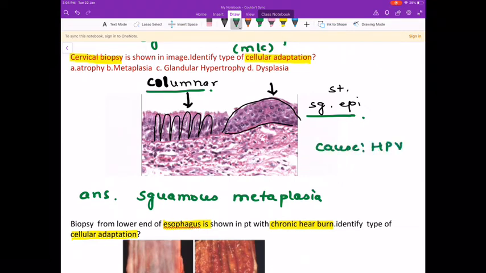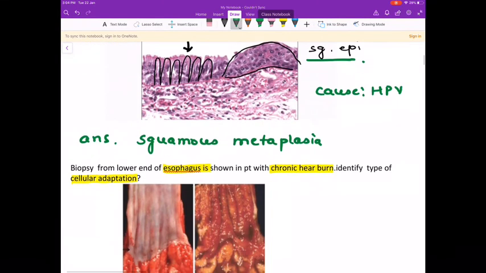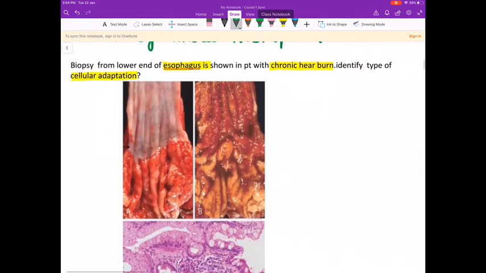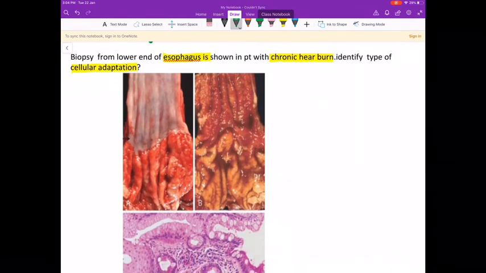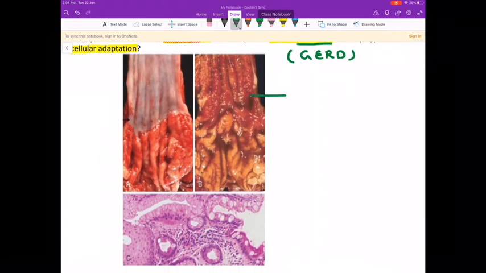Most common variant of HPV here will be HPV 16 and HPV 18. Coming up question, biopsy from the lower end of the esophagus is shown in patient with chronic heartburn, or you can say patient is suffering from gastroesophageal reflux disease.